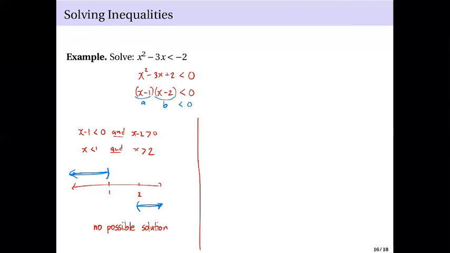Okay, so for the other case, we'll have x minus 1 greater than 0 and x minus 2 less than 0. So this is positive, this is negative. If you multiply them, you'll get negative, right? But this means your x must be greater than 1, and here, your x must be less than 2.